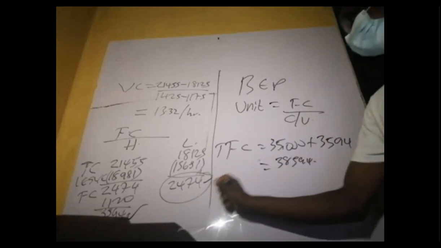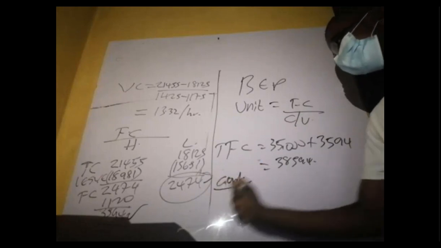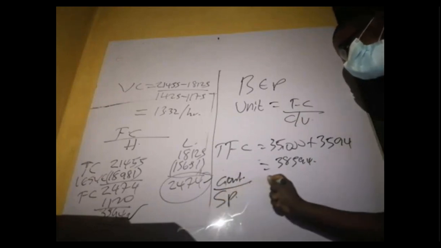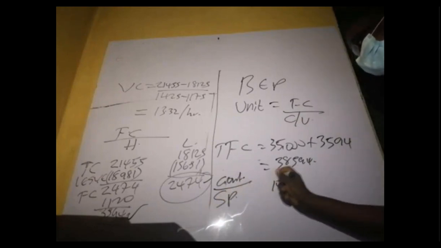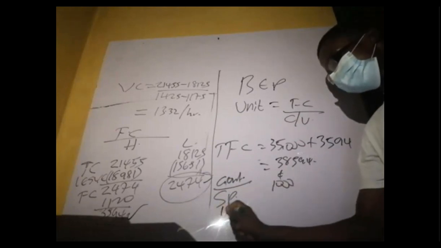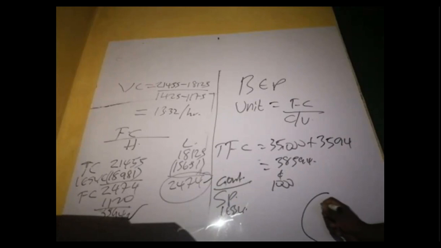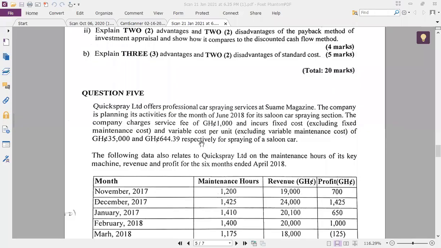Okay, so contribution calculation. Start with the selling price. This is 1,000 Ghana cedis. That is done, less what? Variable cost, the variable cost under the calculation here. Kindly add the one we calculated to 644.39. Let me pick it from the question. 644.39 plus the one that we calculated.